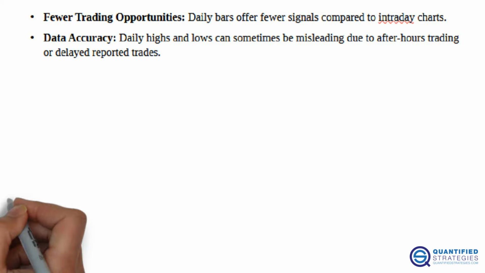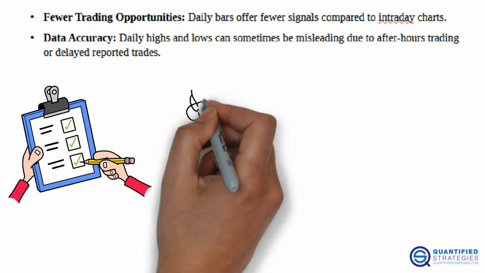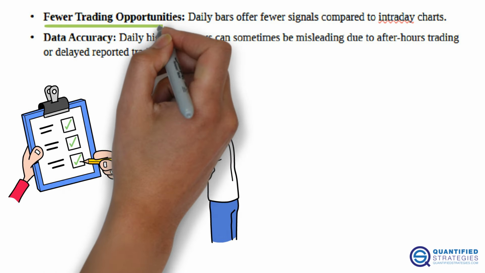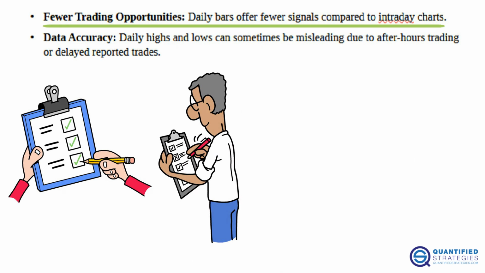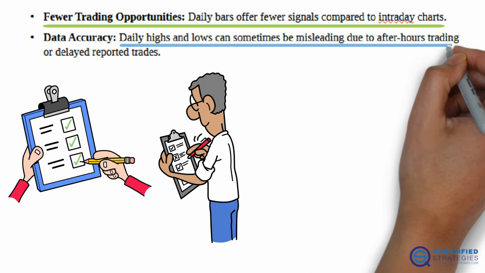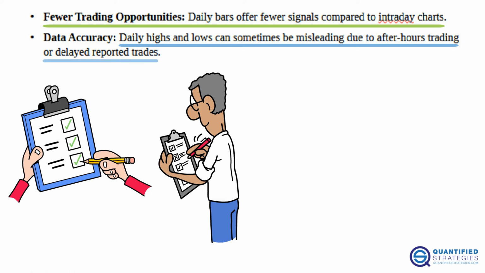However, be aware of certain limitations. Using daily bars comes with some drawbacks. They generate fewer trading signals than intraday charts, limiting opportunities. Additionally, daily high and low prices can sometimes be inaccurate due to after-hours activity or delayed trade reporting.